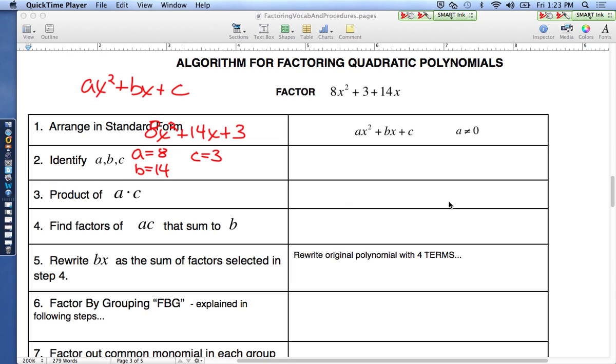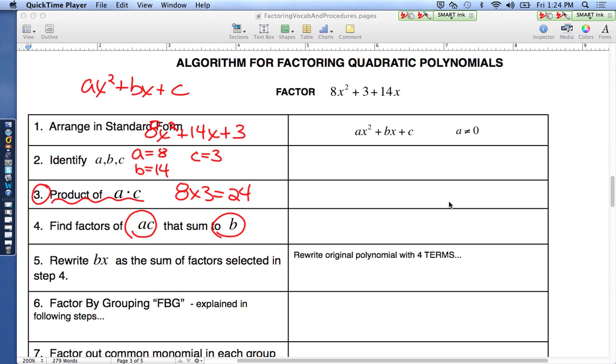If you don't have the polynomial arranged in standard form, then you cannot properly identify A, B, and C, and then the algorithm that we're going to learn does not work. After you get it arranged, after you identify A, B, and C, you take the product of A and C. So that means I take 8 times 3 to give me 24. I'm now looking for factors of the product AC that sum to B.